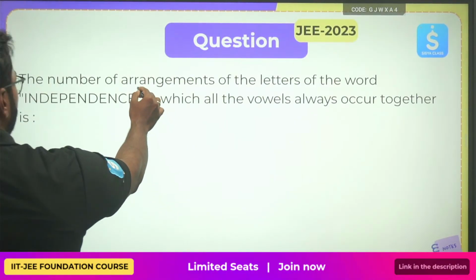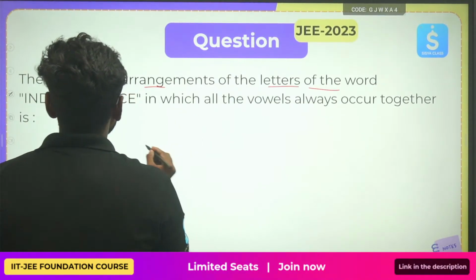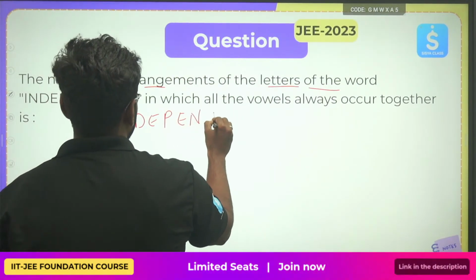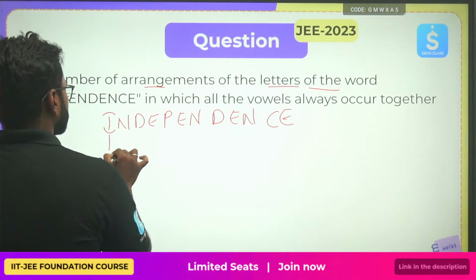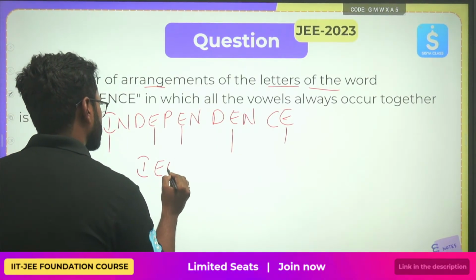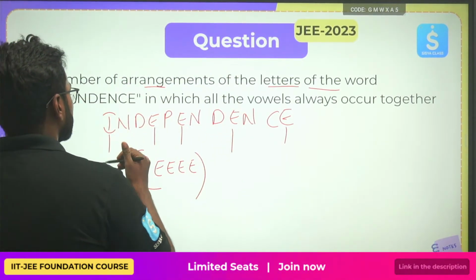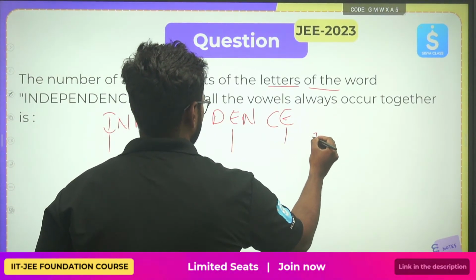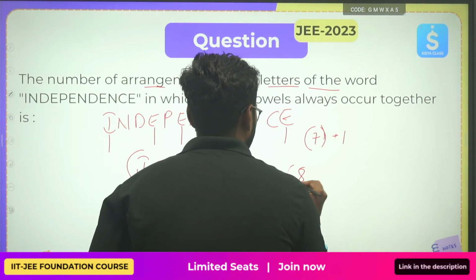Now coming to this, number of arrangements of the letters of the word independence in which all the vowels occur together. It's simple, right? Independence. Now, what are the vowels we have? I, E, E, E, E. I and we have 4 E's. If we use the block approach we have learned, how can we write this? 1, 2, 3, 4, 5, 6, 7. And this one whole thing is one block. That is plus 1. 8 factorial, right?